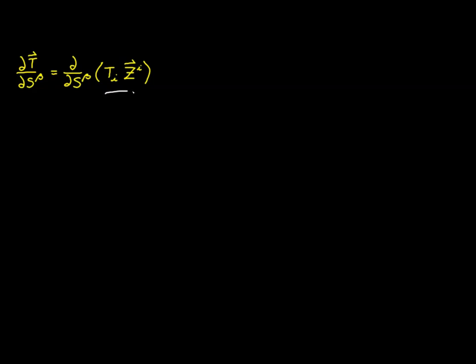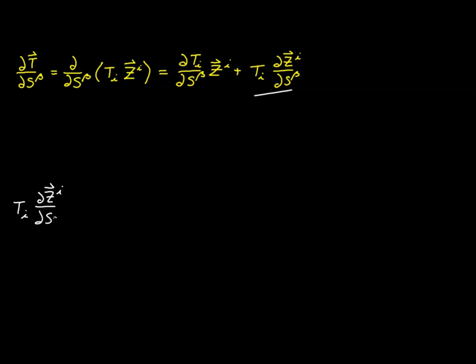This time we'll use this linear combination. We've got a covariant vector component and a contravariant basis. And as before, we'll start with the product rule. Now we'll take a look at this term right here and expand it out. We'll have ti times the partial derivative of zi with respect to s beta.